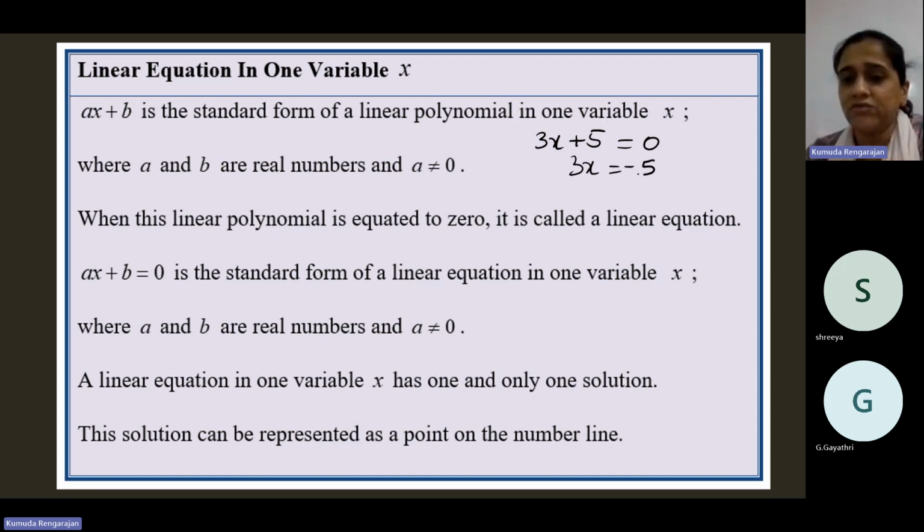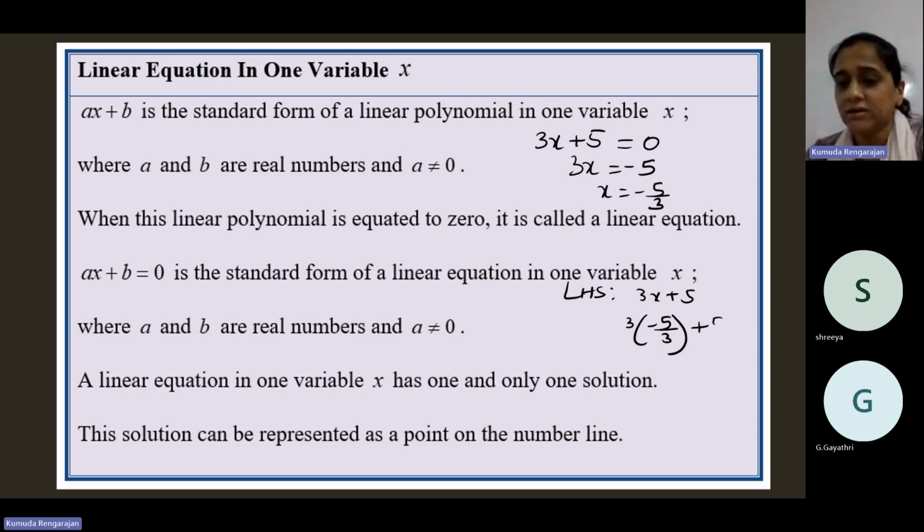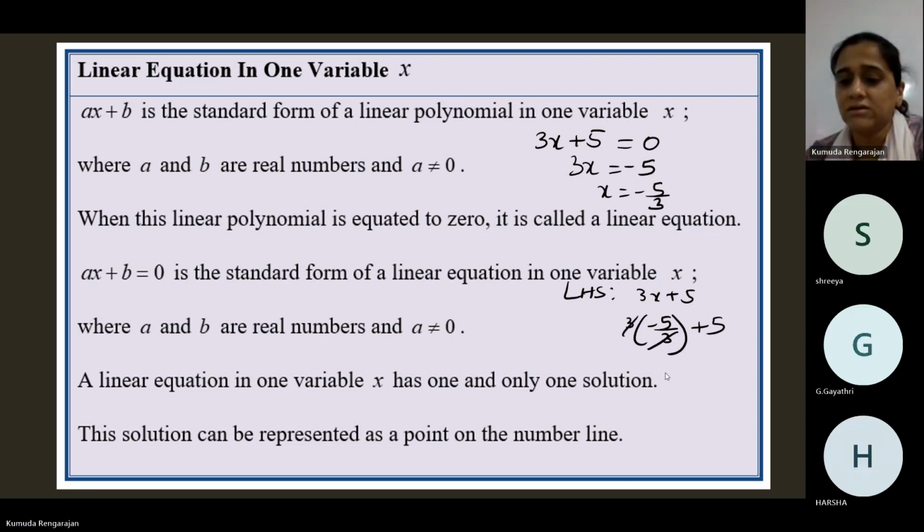3x is equal to minus 5. x is equal to minus 5 by 3. So now, the left-hand side is 3x plus 5. In place of x, when you use minus 5 by 3, what happens? We get 0, which is the RHS.